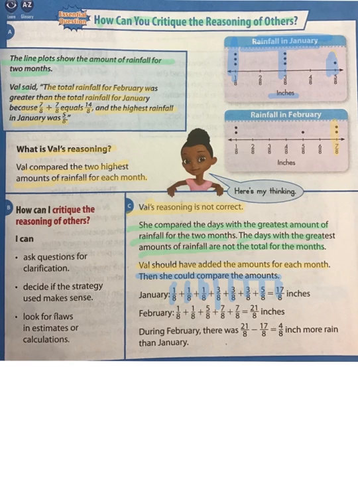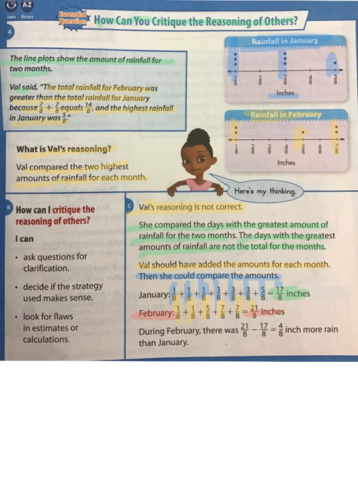All right, now let's look at February. For the total amount, we have 1/8 twice, so 1/8 plus 1/8. Then we have 5/8 once. Then we have 7/8 twice, which ends up with 21/8. Therefore, the actual total amount is that February with 21/8 inches is going to be greater than the 17/8 inches of January. So Val is incorrect because she did not answer the question correctly.